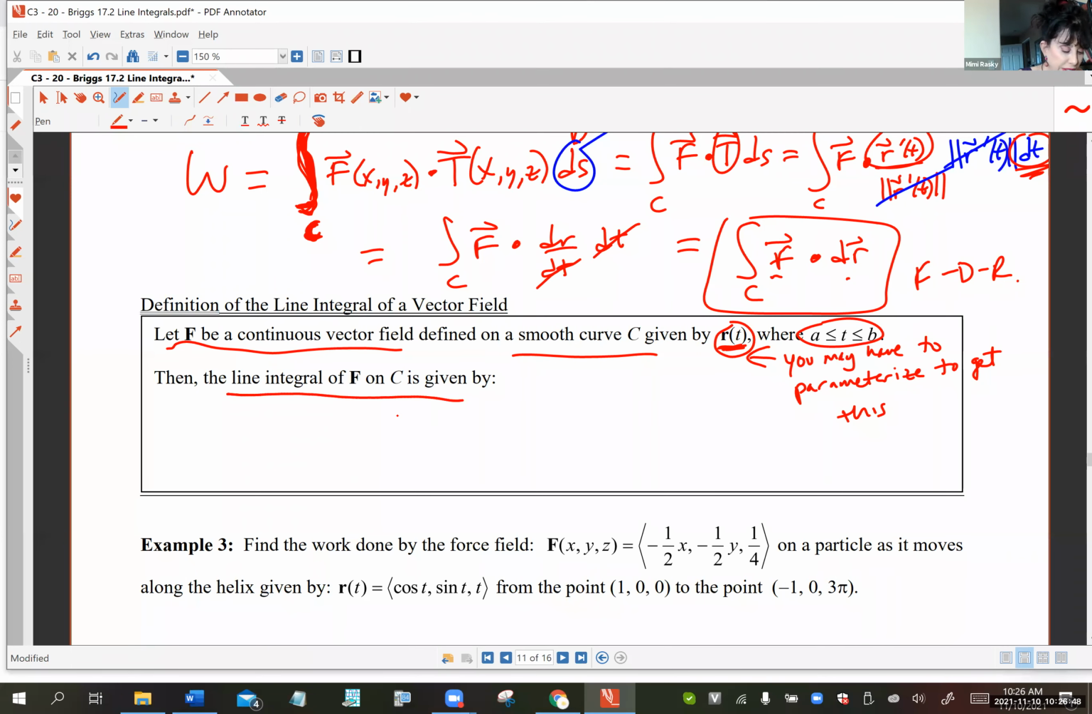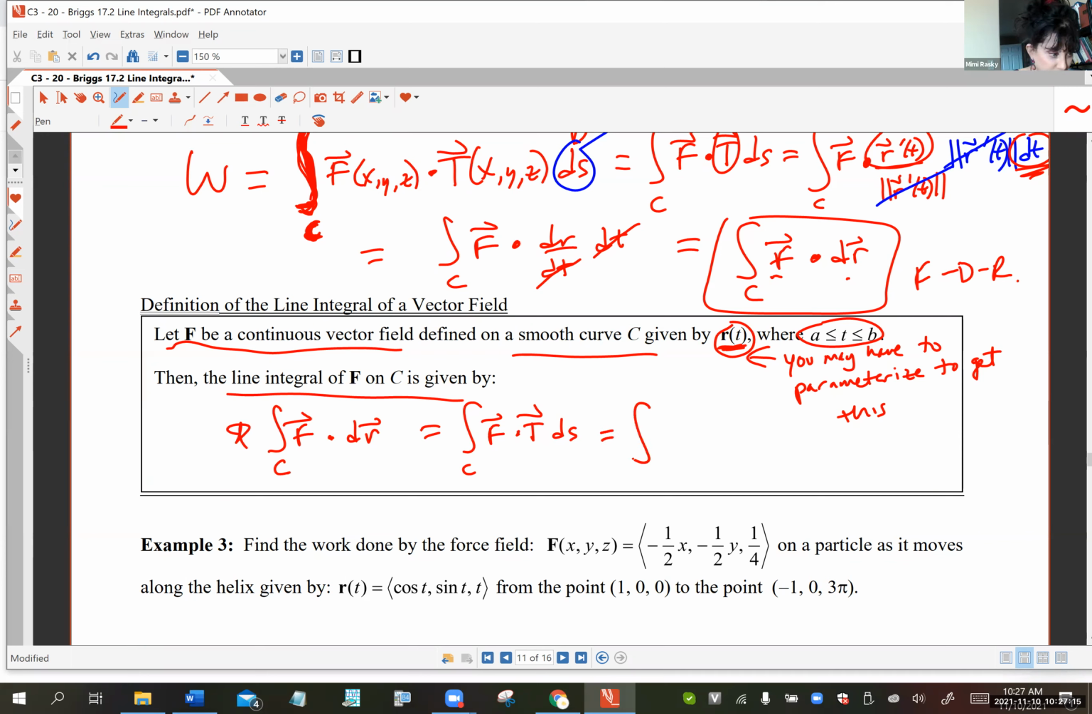Then the line integral of f on c is given by line integral. You put a c down below your integral symbol, f dot dr. And this is the one that we're going to use. And then this definition, they're just showing backwards how they came up with it. It really came from projecting the force field onto the unit tangent vector, f dot t, and then multiplying that by the arc length. Okay?